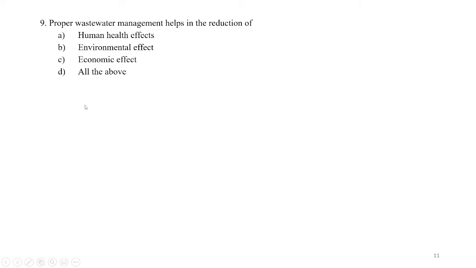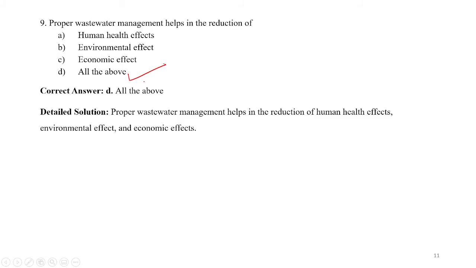Next question is, proper wastewater management helps in the reduction of: first, human health effects; second, environmental effect; third, economic effect; D, all of the above. So D, all of the above. Yes, correct. I'll explain this.